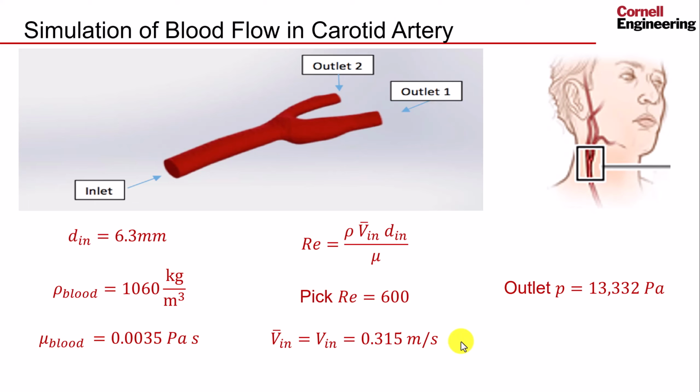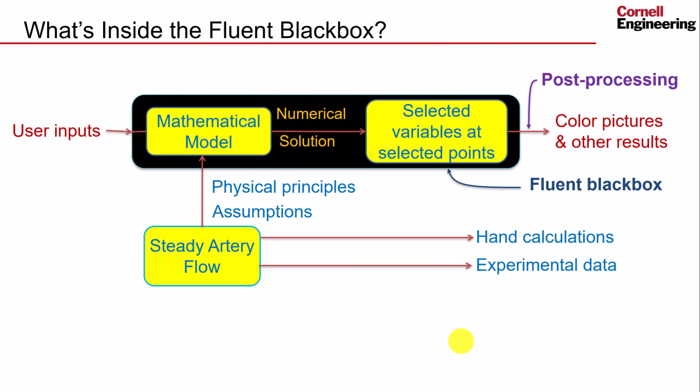We will use these parameters to investigate the resulting pressure, velocity, and wall shear variations inside and along the walls of the artery. We will interpret the solution process using this Blackbox framework. We start with our physical problem, which in this case is flow in an artery. From this, we can use physical principles and assumptions to create a mathematical model inside the Fluent black box. It figures out this model from our user inputs.